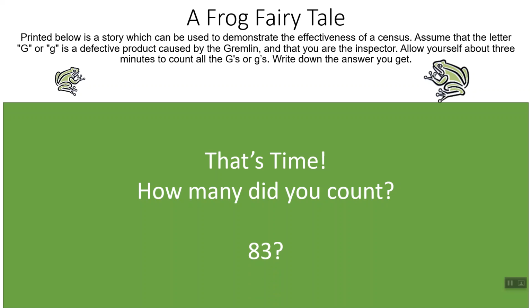So you just did a census. Maybe you got all 83. Good for you. Maybe you didn't. I have a feeling most people out there did not count all 83. You either missed a couple or you added some extras or miscounted somewhere. It's difficult to do. That's the problem with the census. They are difficult to do.